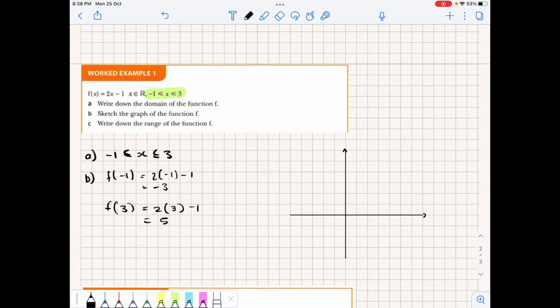Now we can have a look at the function, and you see that the function is just a linear function. It's just a straight line, right? And the y-intercept is going to be minus 1. And very simply, we can go from negative 1, negative 3, which is down over here, and we want to go all the way up to 3, 5, which is up over here.